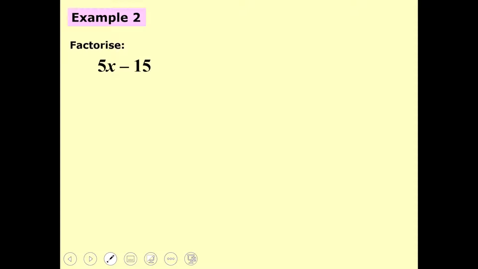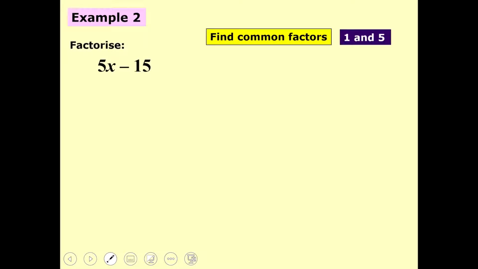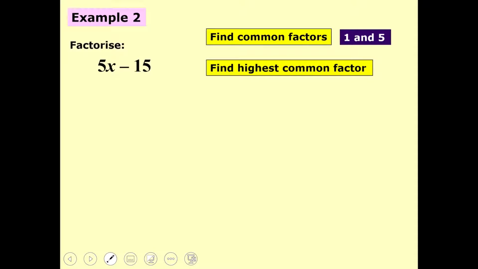Okay, this one we have to factorise 5x subtract 15. Firstly, find the common factors. We've got 1 and 5. We need to find the highest common factor, which is 5, and that is what we are going to use. So we need to take 5 outside of the bracket. I'm going to start by writing this out, so 5, and then open your bracket, leave a space, close your bracket, so you make sure you're remembering to close your bracket as well.